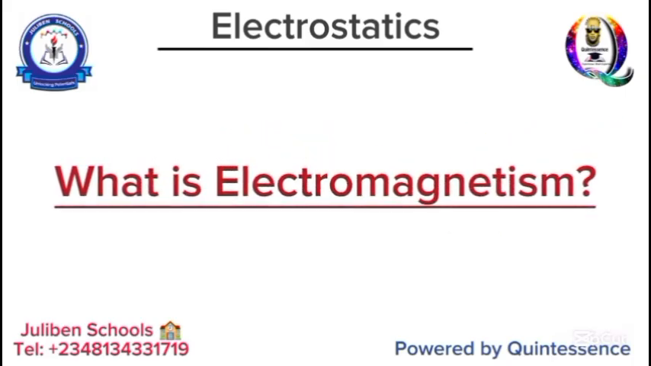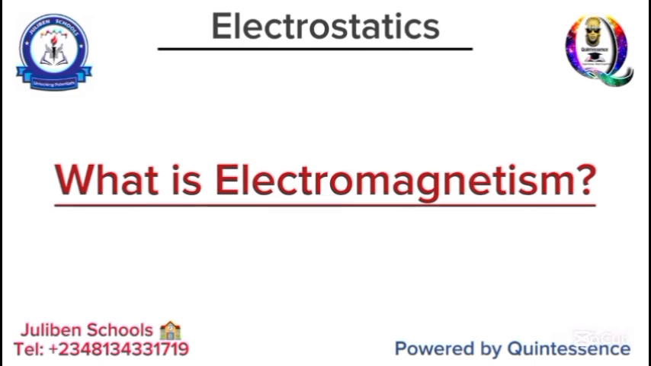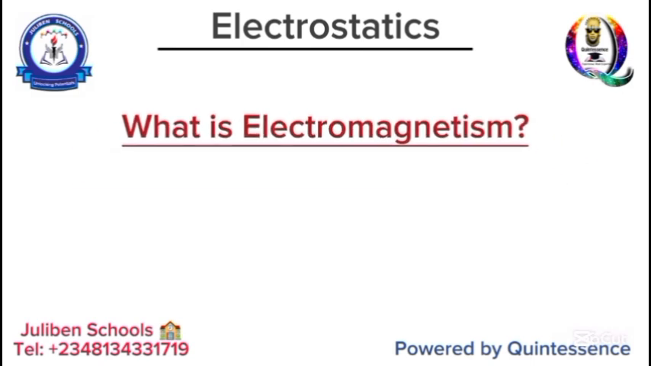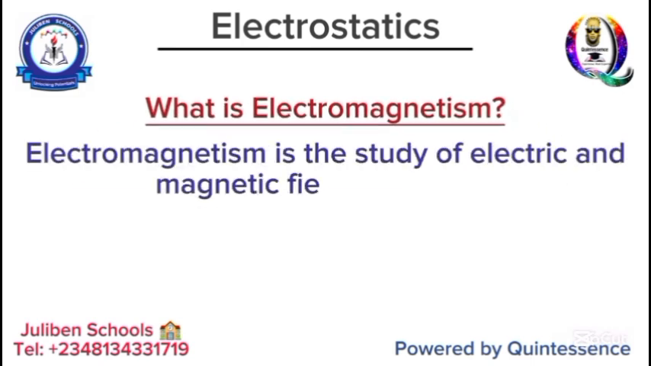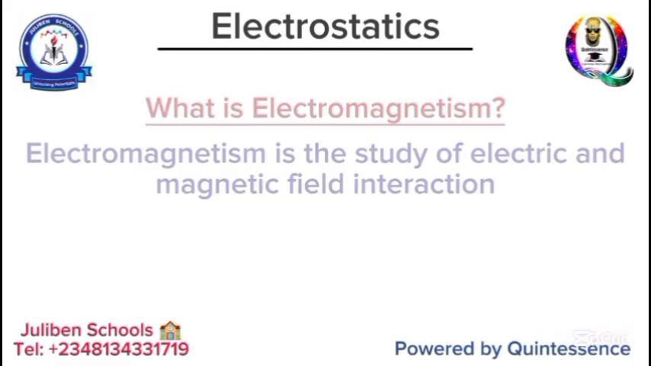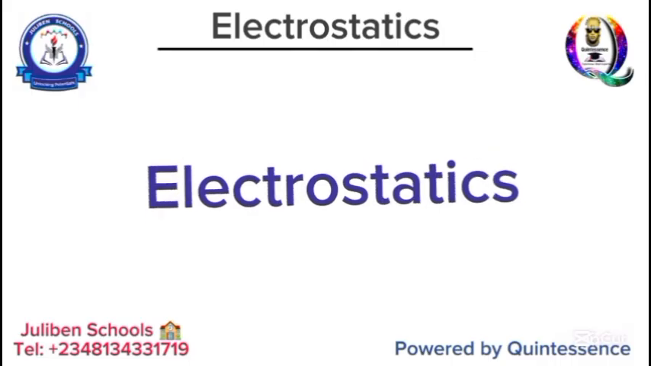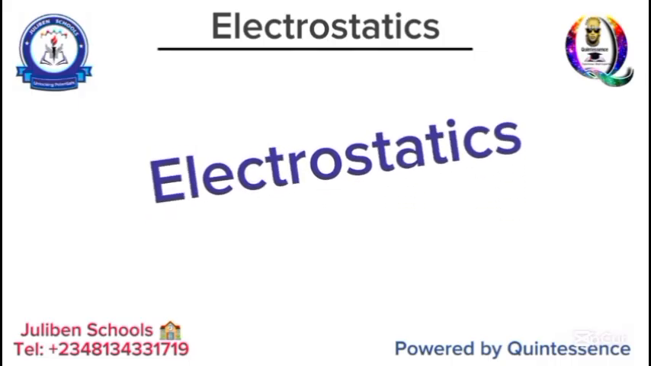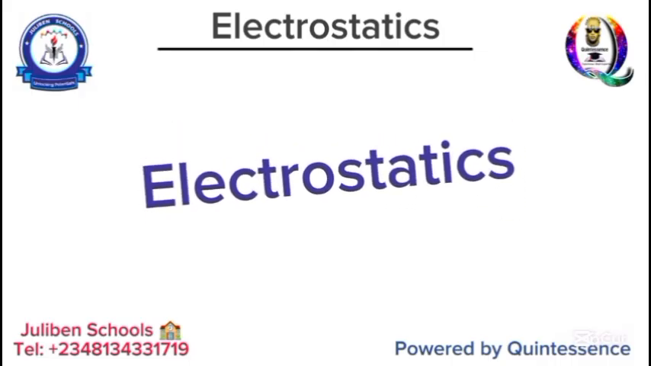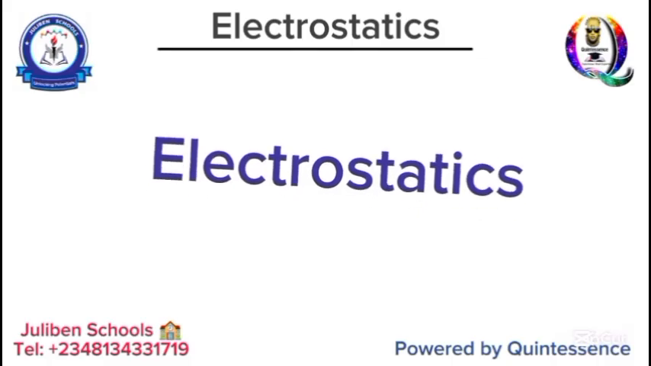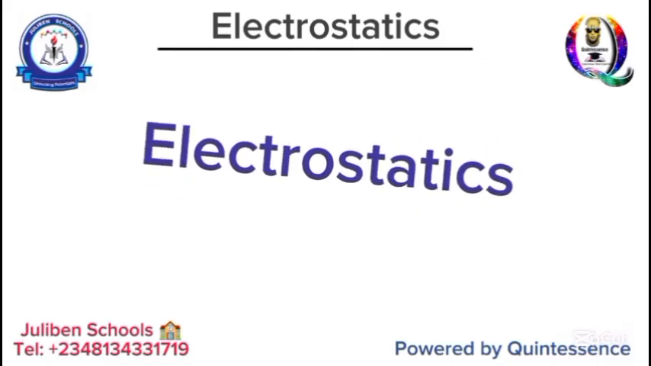All right, so the electric part is electromagnetism. First, let's define what electromagnetism is, okay? Electromagnetism is the study of electric and magnetic field interaction. That means the interaction between electric field and magnetic field is what electromagnetism is all about. But this chapter is going to be focused purely on electrostatics. Yeah, electrostatics. That is what this chapter is focused on. But it suits the demands to define what electromagnetism means, right? The interaction between an electric field and a magnetic field.